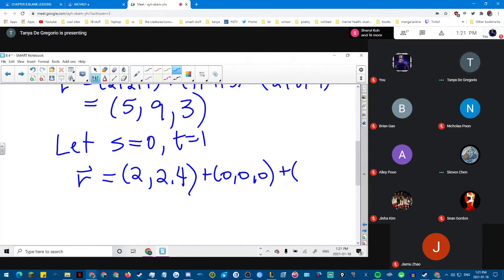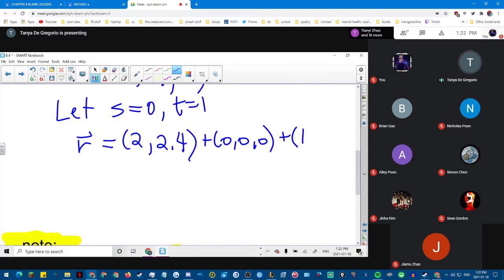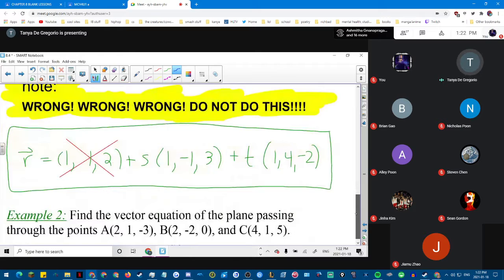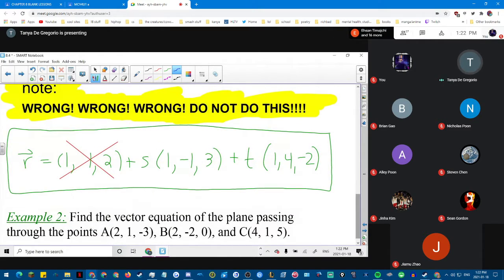What was it? Cool. There's another point. Cool. Note, as I already said to you, wrong, wrong, wrong. Don't reduce your first vector. Okay, you need that magnitude. The position vector, you need it to have that magnitude to get you onto the plane. Otherwise, you're not going to be on the proper plane.